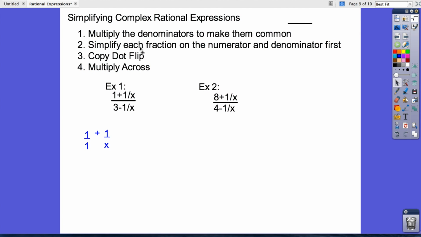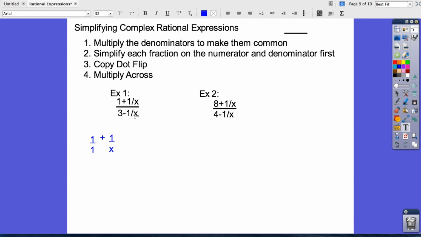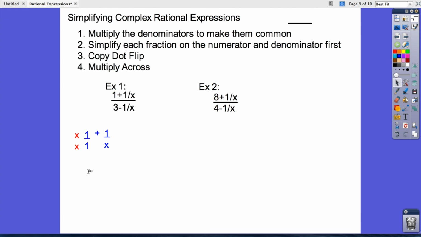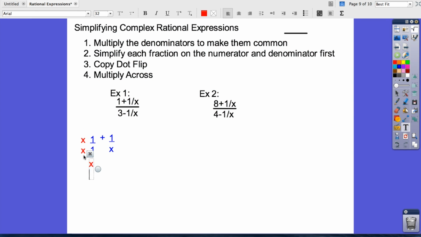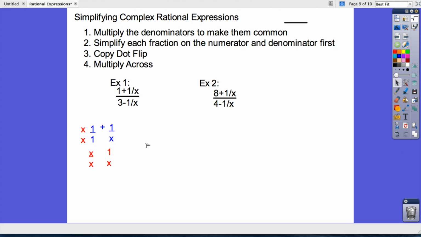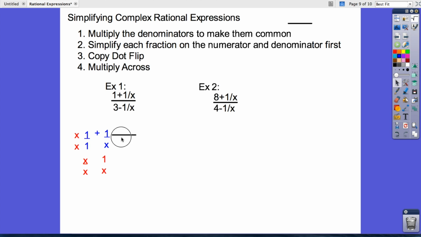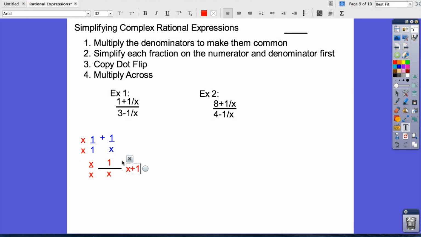So now we have to multiply by x to the bottom and to the top, so x and x. So this gives us x divided by x. And on the right side, we still have our 1 divided by x, but at least we can now add them up. And so that's what we'll do. When we add those up, you're left with x plus 1 all divided by x.